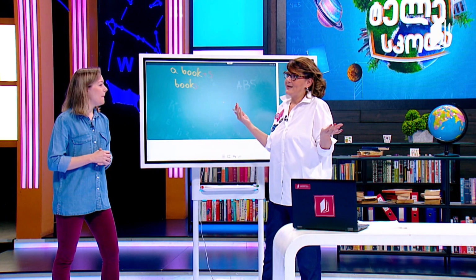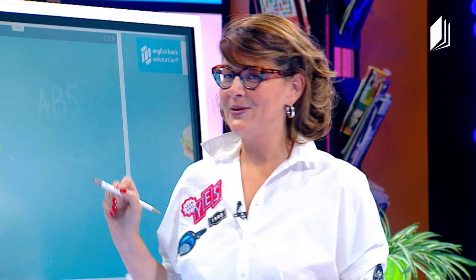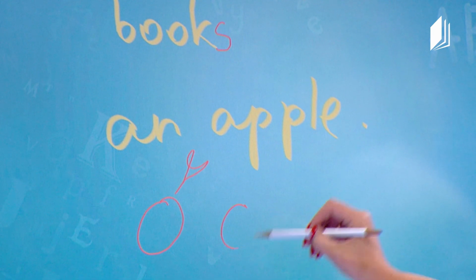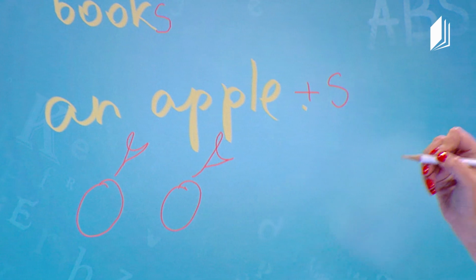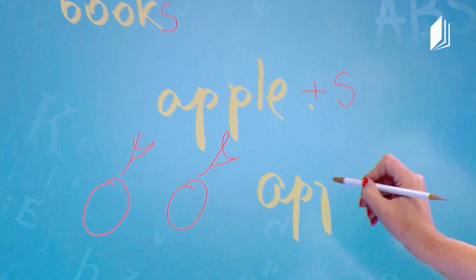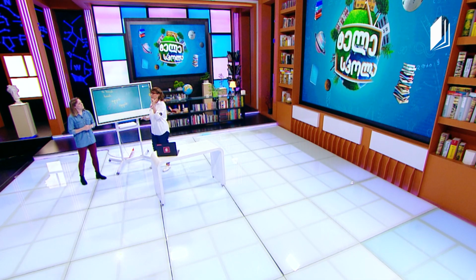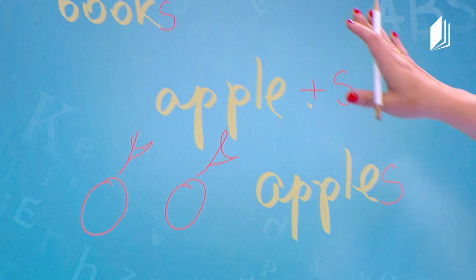Or let's take one example as well. An apple. An apple, crunchy apple. For example, I will draw 2 apples. So 1 apple, but 2 apples. And what are we going to do? We just add S and we get apples. Let's write apples. So 1 thing is without S, but 2, 3, 4, and more we use S.